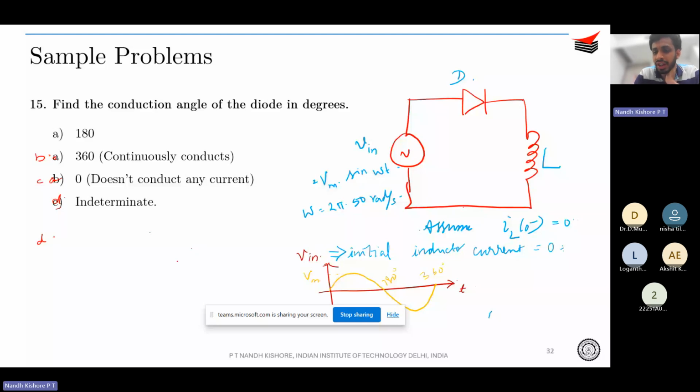So what else do you need? Do you need the value of inductance, or do you need the value of Vm? Do you need the value of L? These are the only things that are not given in the problem. If I give these values, will you be able to tell, or can it be solved numerically? What do you feel?